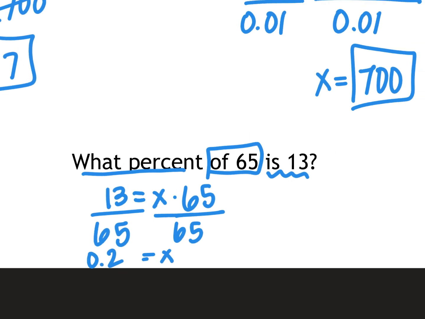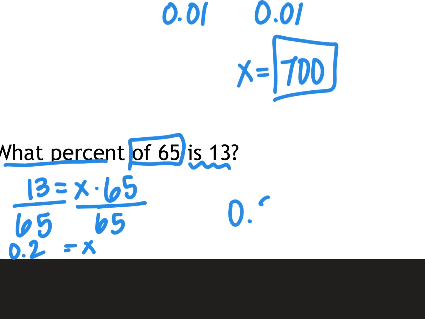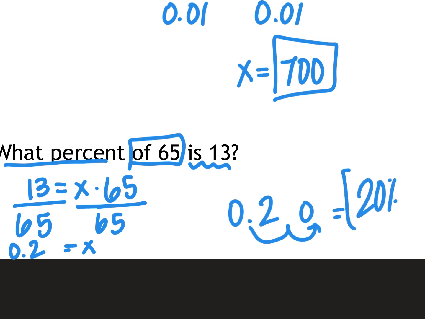0.2. So I'm going to work over here now. Now, I don't leave my answer that way because I'm looking for a percent. I need to turn that into a percent by moving the decimal 2 spots to the right. So my answer would actually be 20%. And make sure whenever they're asking you for the percent that your answer includes a percent sign.